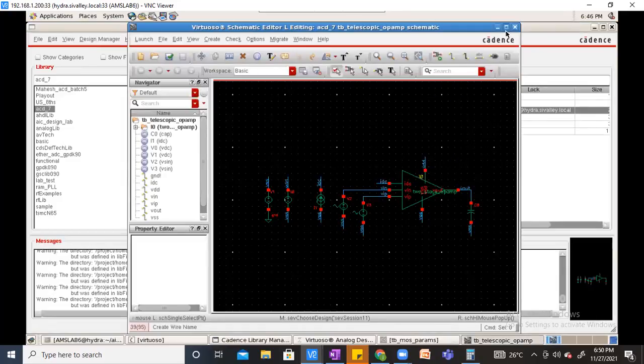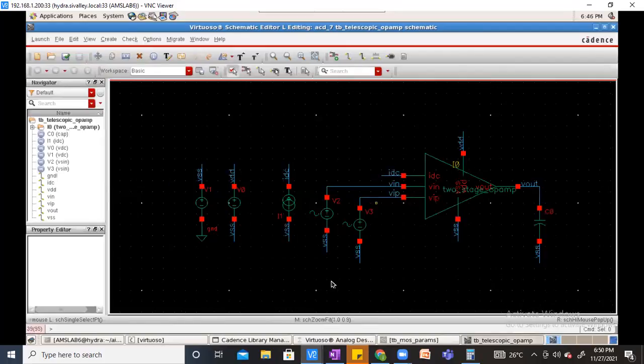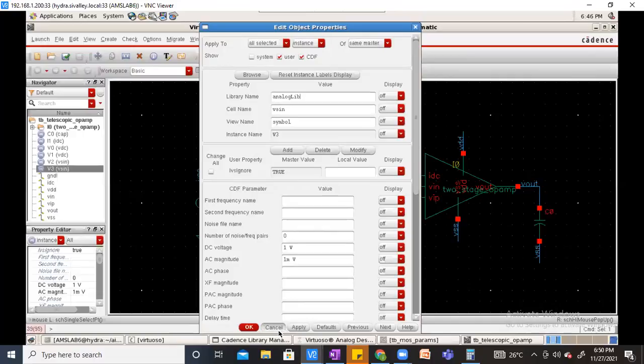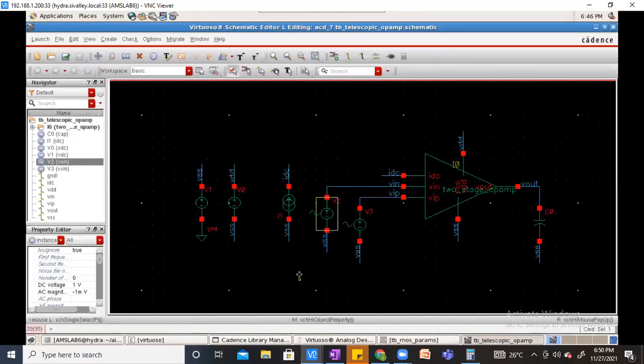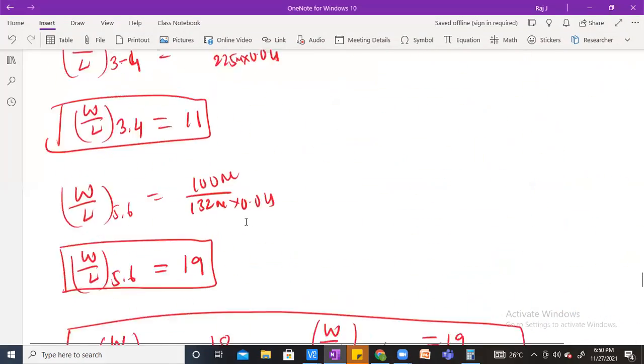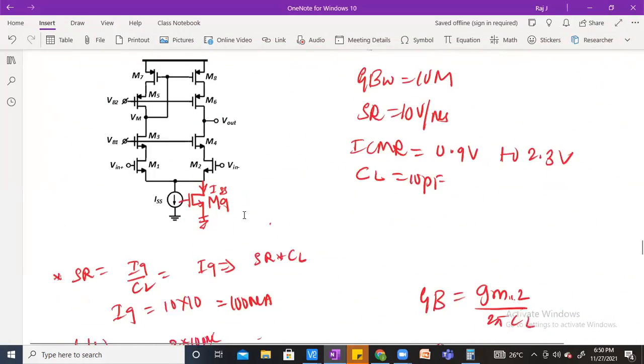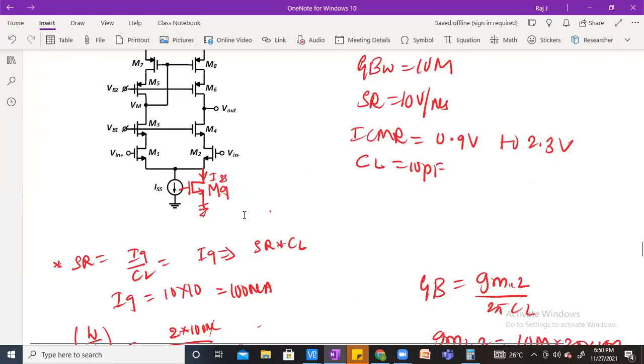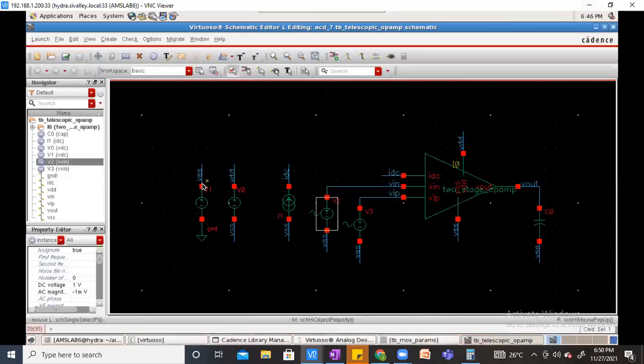Okay. Now we will see how much is the input common mode. So 1 volt, yes, so we are given. So this is also 1 volt. Great. So how much is the common mode we have taken here? 0.9 to 2.3. Great. So now all good to go. Just simulate.